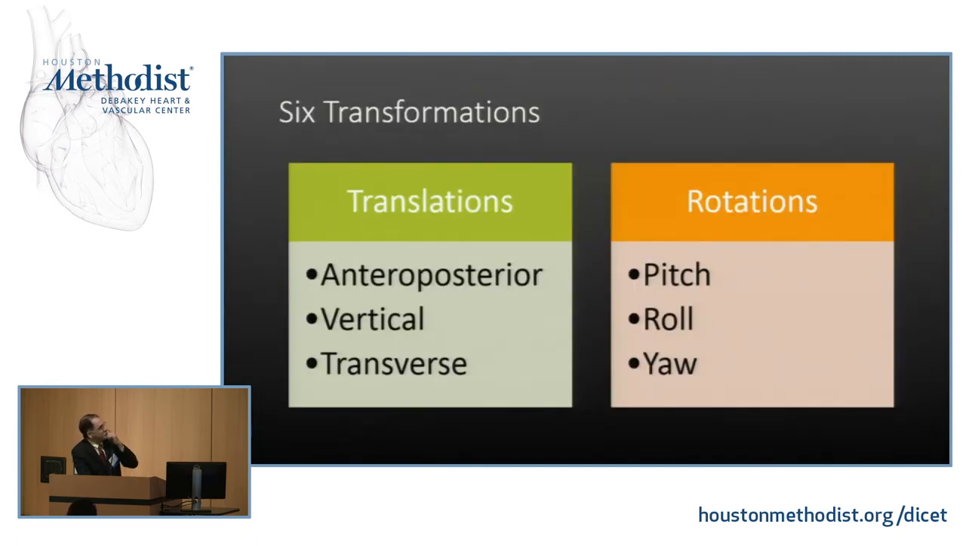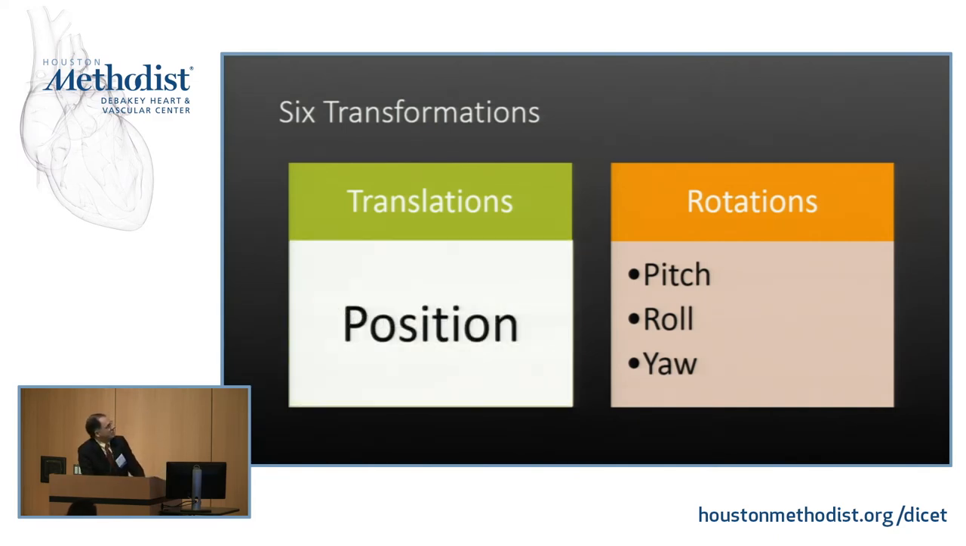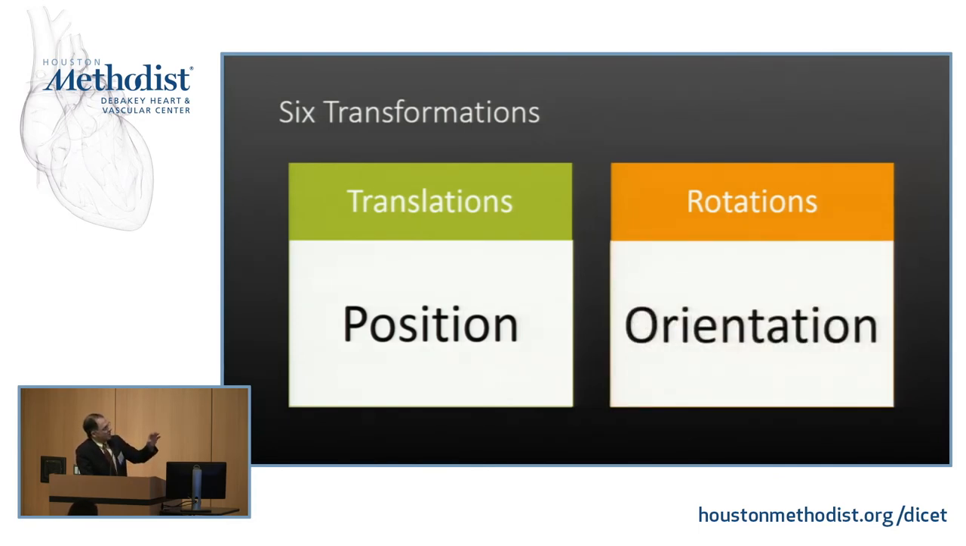If we take a piece of bone or a unit, we can do a few things to it. We can translate it in space, or we can rotate it in space. We can translate it forward or backwards, downwards or upwards, side to side, or we can rotate it in pitch, roll and yaw. We have six different transformations. Translations relate to position in space, and rotation relates to orientation.